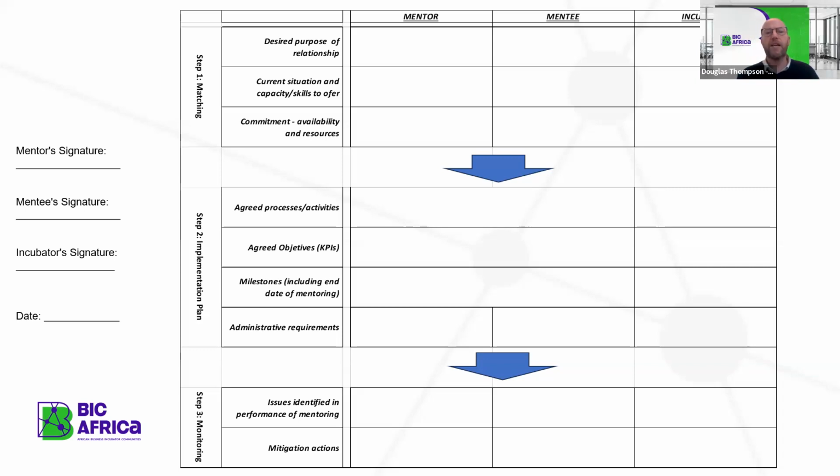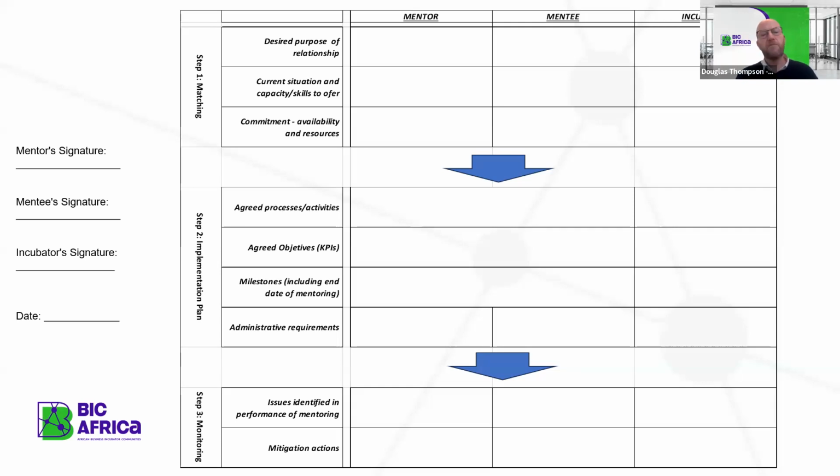So in the implementation plan, the idea is that everyone signs up through this canvas to what the processes and activities are. Is it meetings? Is it something else? Is it one-to-one? Is it group exercises? What are the objectives? If possible, they should be as quantitative as possible. And then the dates of the mentoring, the milestones: when would the objectives be met? And indeed, how long is the mentoring relationship aimed to go on for? And then, of course, finally, the administrative requirements, which are more likely to be part of the incubator model rather than the mentor and mentee.